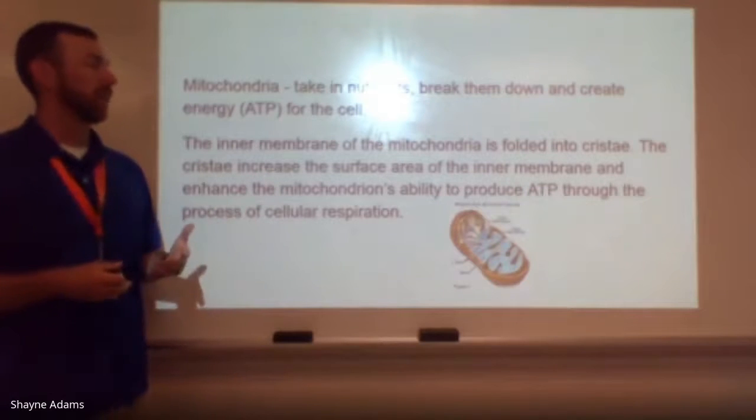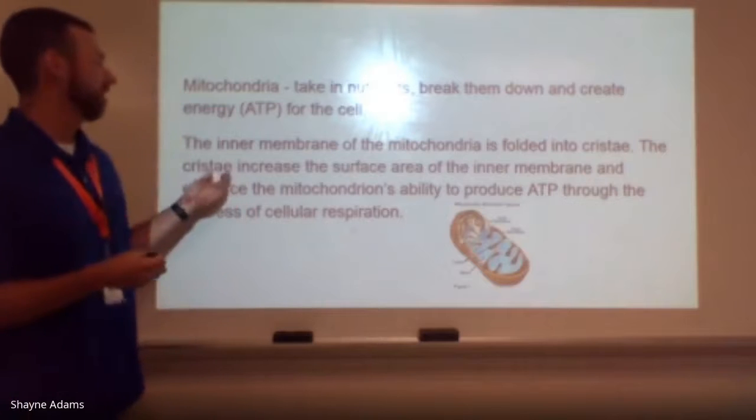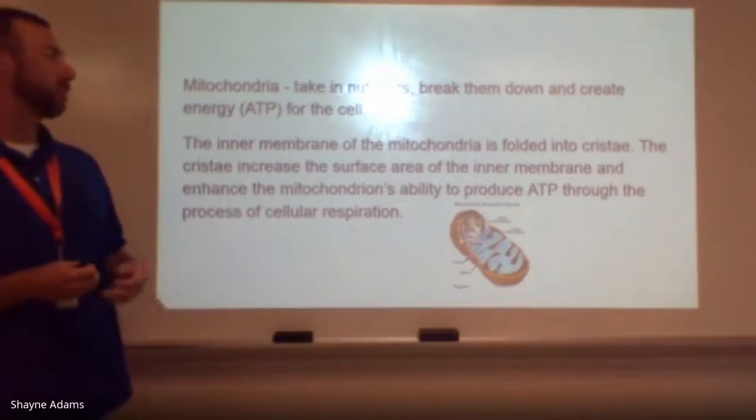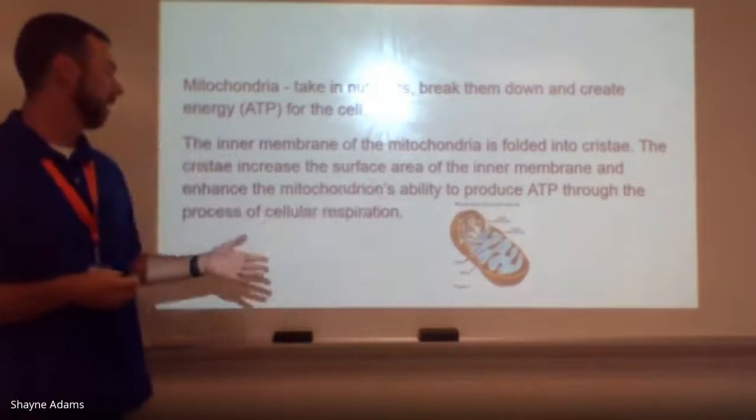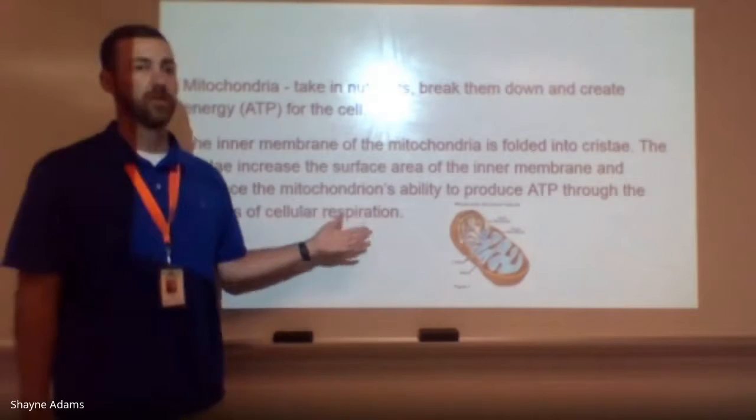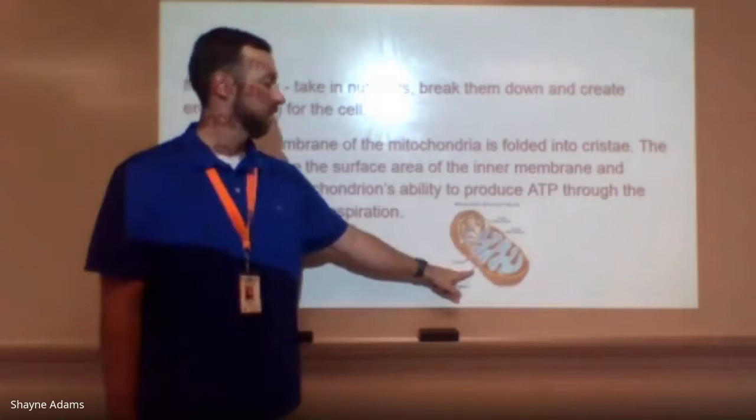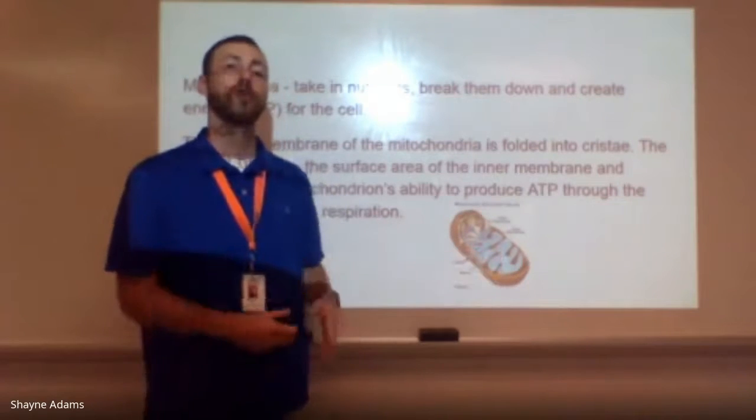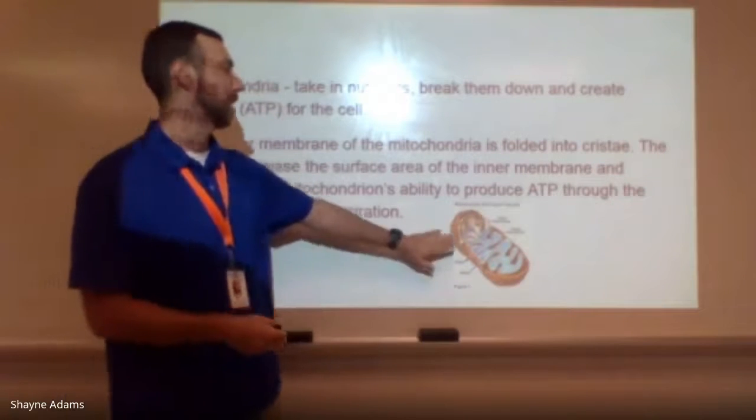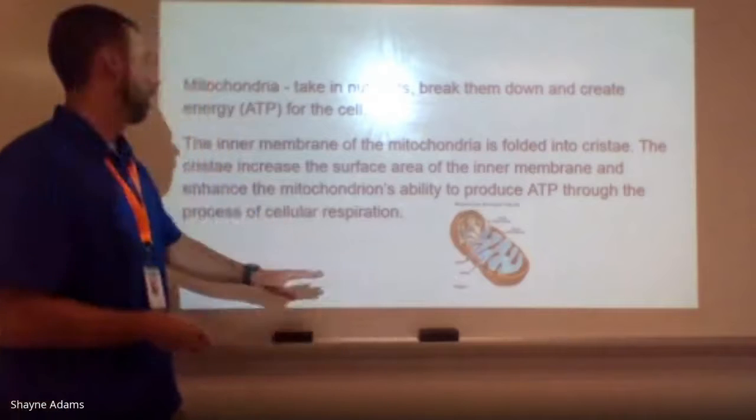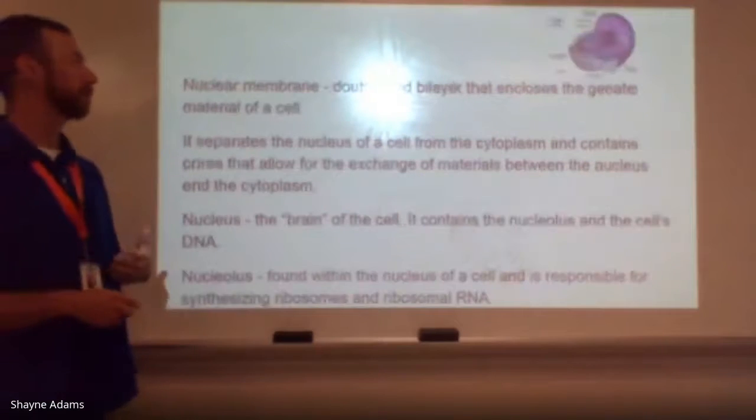The inner membrane of the mitochondria is folded into cristae. The cristae increase the surface of the inner membrane and enhance the mitochondria's ability to produce ATP through the process of cellular respiration. So all these folds on the inside of this mitochondria increase the surface area. Increasing the surface area gives us more space, more room to have more reactions, to produce more ATP.